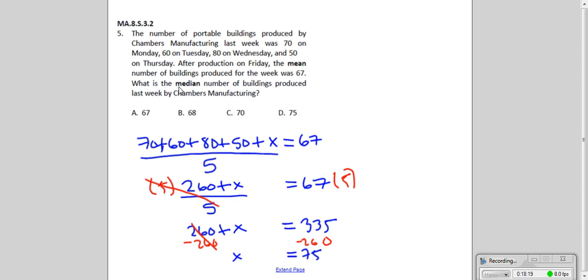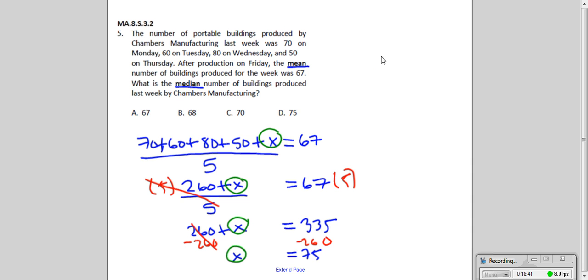Now they ask you what is the median number of buildings. So first we use the mean to find x. We found x, which is Friday's score. And we couldn't find the median until we knew all the scores for all the days. So now that we know that the Friday score was 75, now we can find the median.